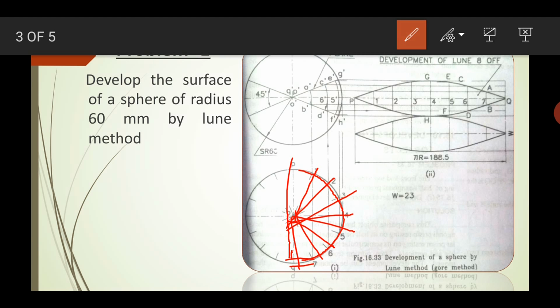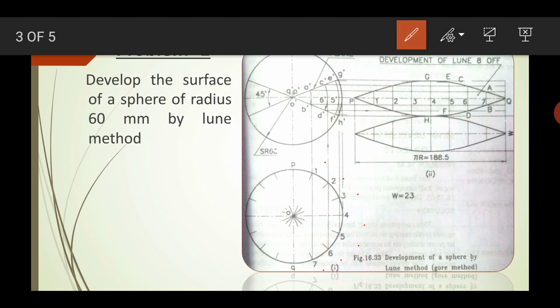So I already have the eight parts. Now what we have to do is draw the projectors into 6 dash and 5 dash. You can see that here you will get these numbers 1 2 3, 1 2 3 4 5 6 and 7.